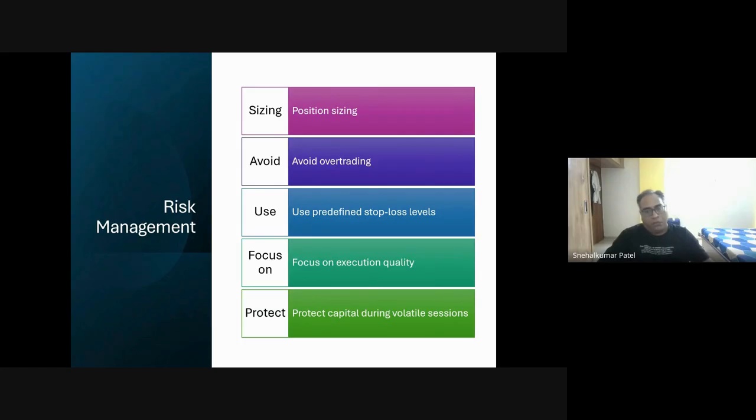And we should focus on the execution quality rather than the number of trades to be taken in a day. Unless we find an entry based on our setup, we shouldn't enter the trade.